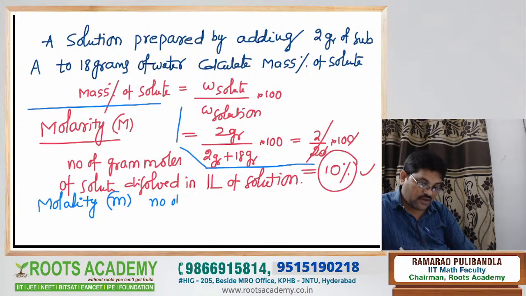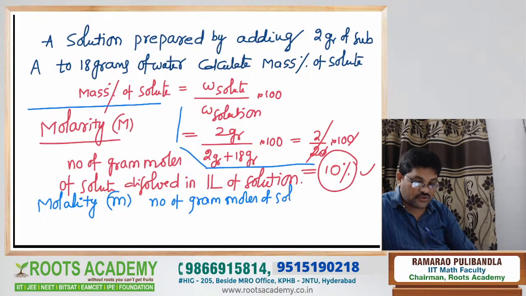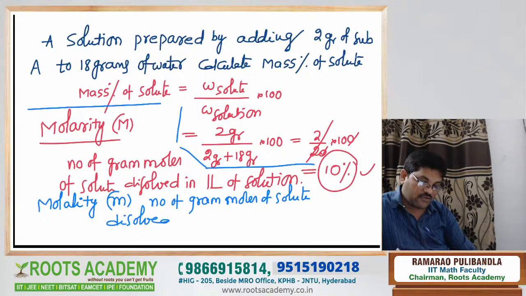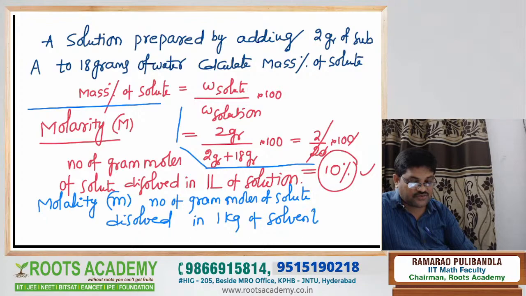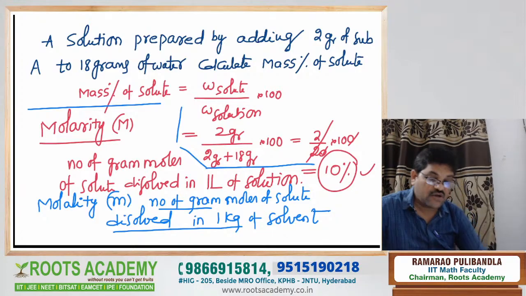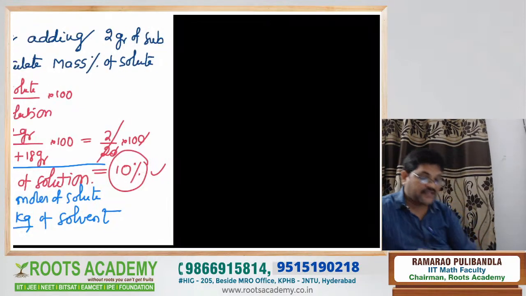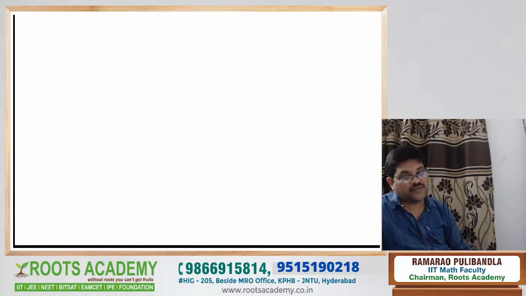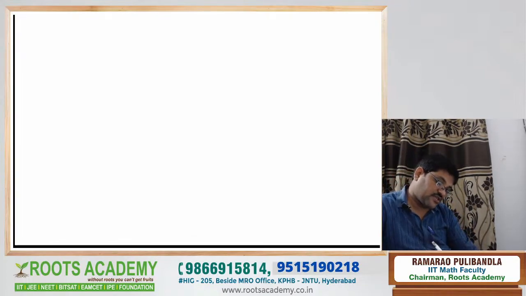How do you define the number of gram moles of the solute? Tell me what I am saying. Number of gram moles of solute dissolved in 1 kg of solvent. What am I saying? Number of gram moles of the solute dissolved in what? 1 kg of the solvent. That is called molality. And this one is what? So 2 statements are completed, and come to the mole fraction.